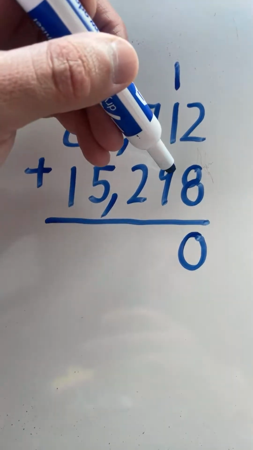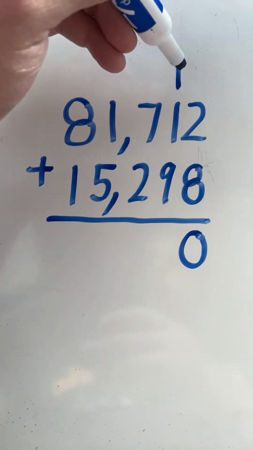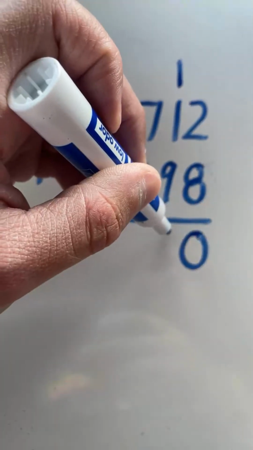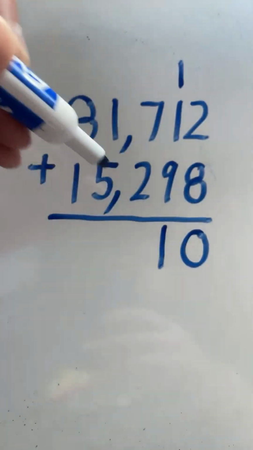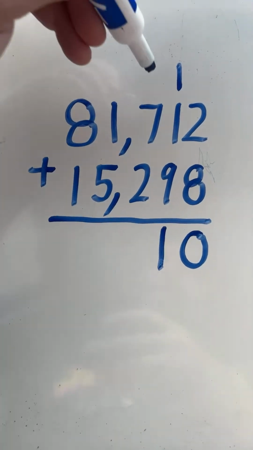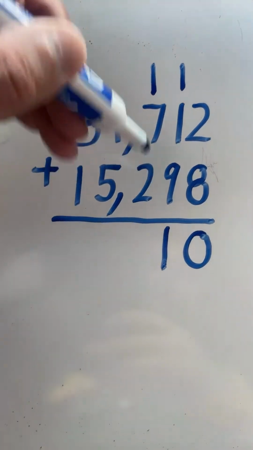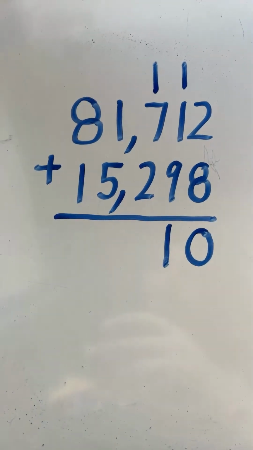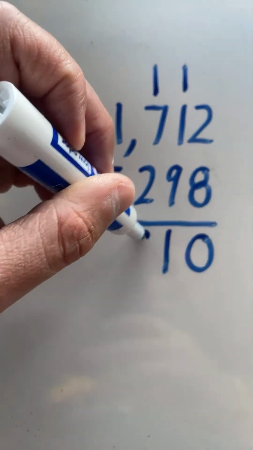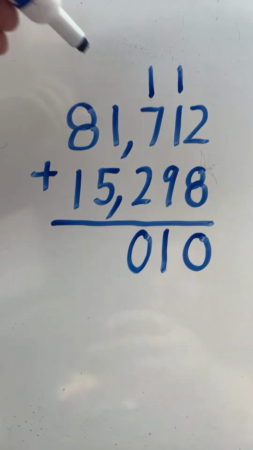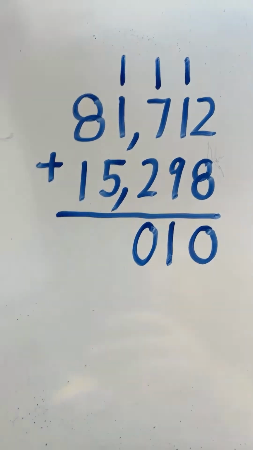1 plus 9 equals 10. We add the 1 that we carried over. That makes it 11. So the 1 in the number 11 goes in the tens place. The other 1 in the number 11 gets carried over to the hundreds place. 7 plus 2 equals 9. Plus 1 is 10. So the 0 in 10 goes in the hundreds place. The 1 in 10 gets carried over to the thousands place.